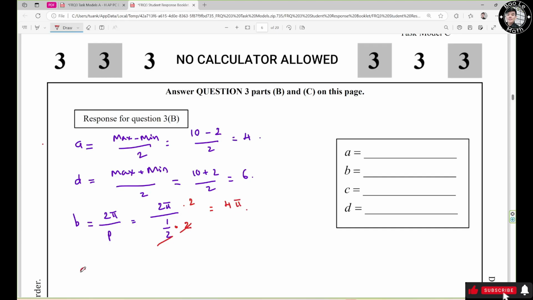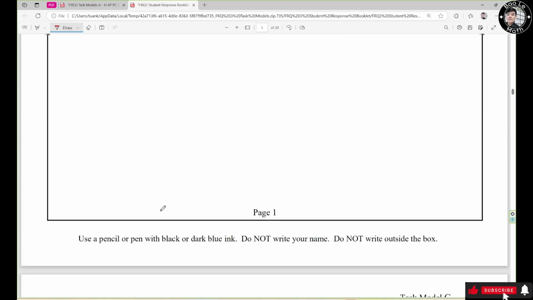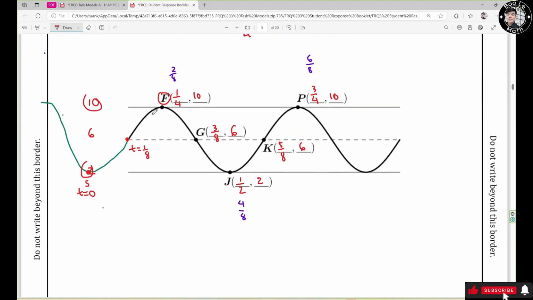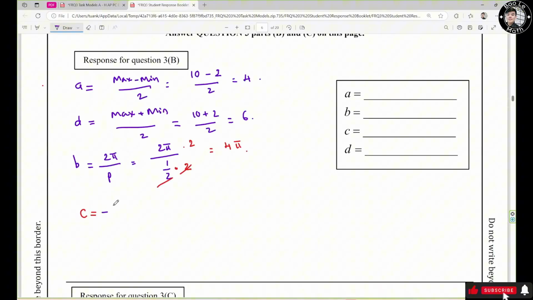Now, the phase shift, there are multiple answers for the phase shift. Because this is the cosine function, you either start from the maximum point F right here, point P right here, or you start from the minimum right here. And again, if you start from the maximum, the value of a should be positive. If you start from the point J right here, which means minimum, the value of a should be negative. So keep that in mind. So if I pick the point F right here as the starting point, I shift to the right 1/4. So c equals negative 1/4.